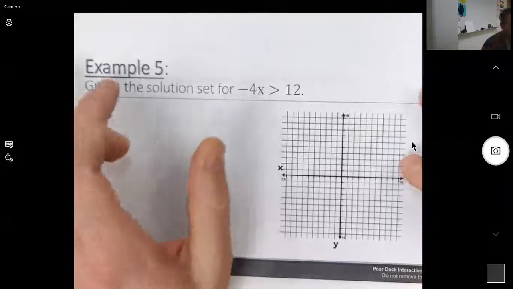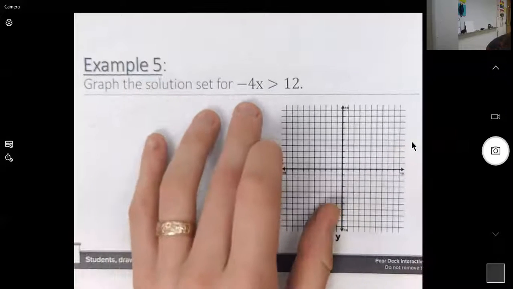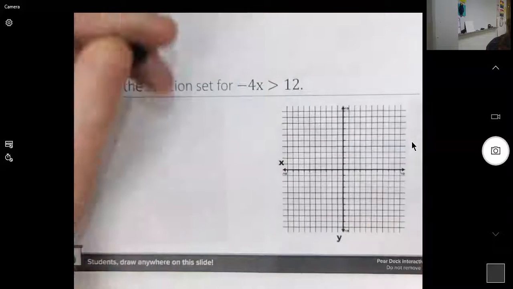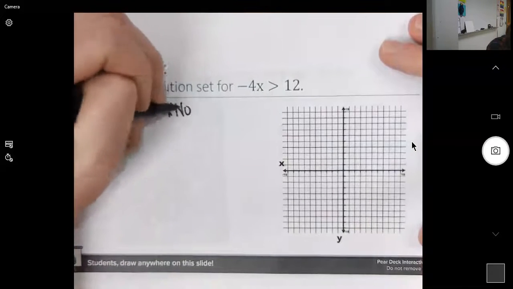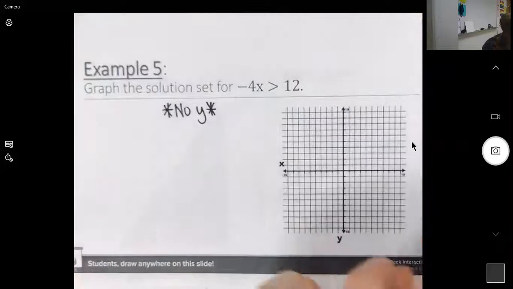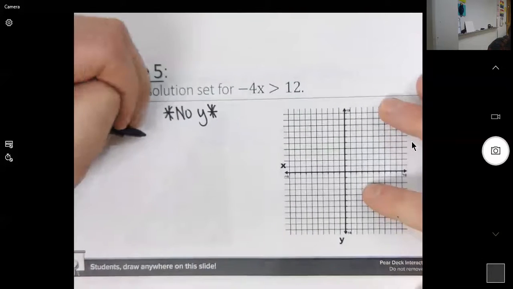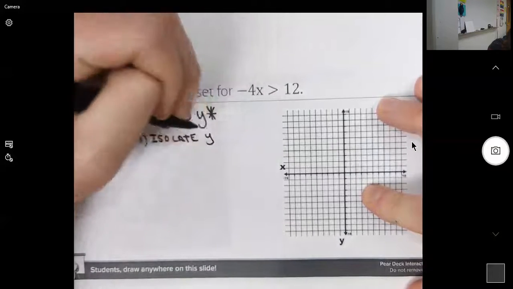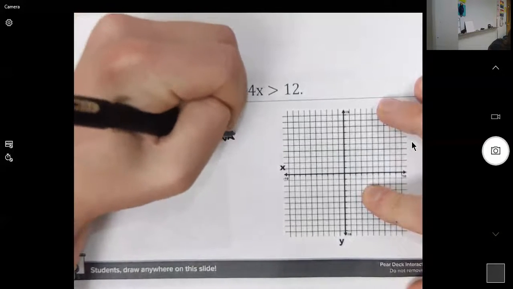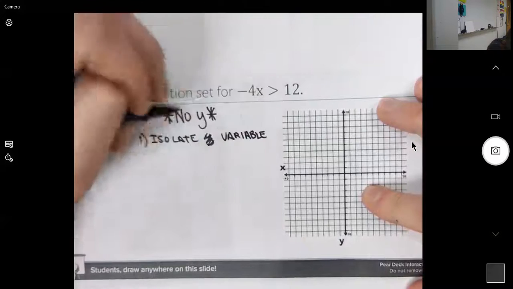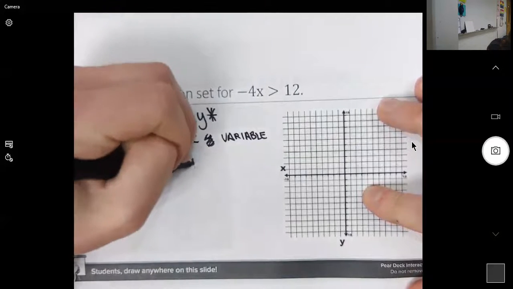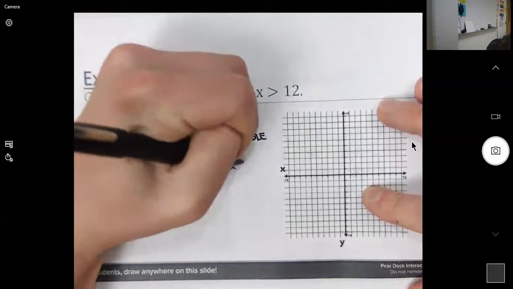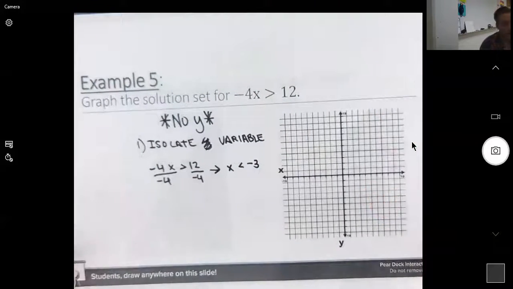So example 5 says graph the solution set for when -4x is greater than 12. Okay, well, notice something here. There's no y now. This one's not difficult, but it does throw people off. So the first thing we want to do is still isolate your variable, right? Typically it's been y, but since there's no y, we're going to isolate x. So I'm going to take -4x greater than 12 and divide by -4. Remember, I'm dividing by a negative, so that flips. We get x is less than -3.